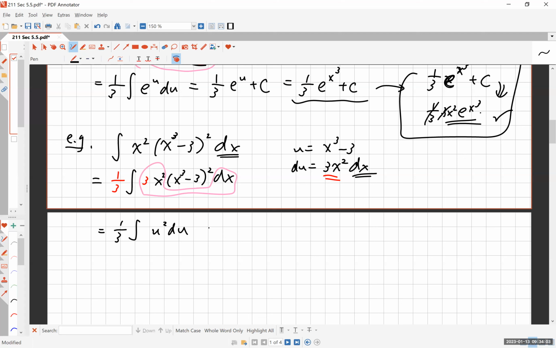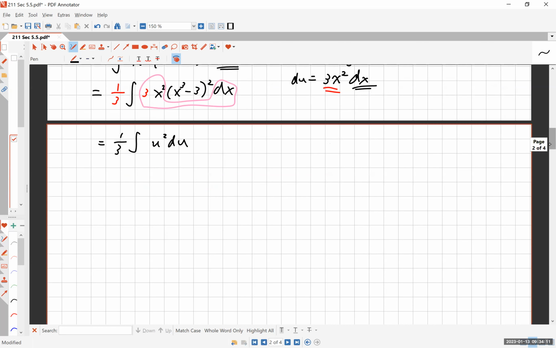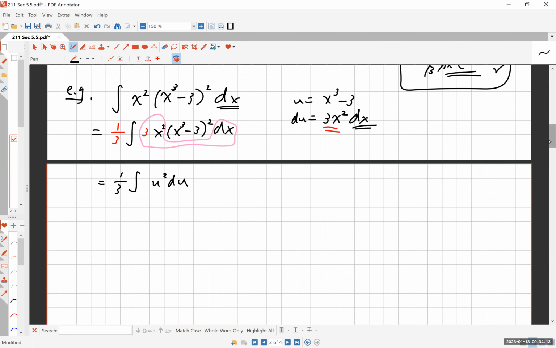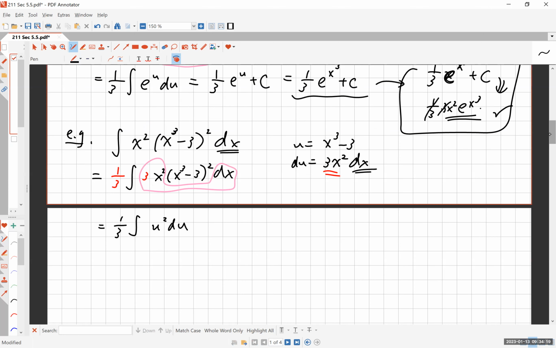Now, at this point, you can't have any x in here. I just want you to know, I will do a problem later which you can't solve using u-substitution. But before that, this one is workable. Now I have completely moved away from the world of x into the world of u, and I can solve this. u squared becomes 1/3 u cubed plus c, right?